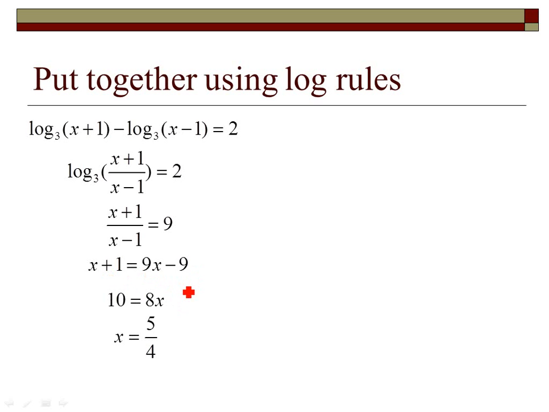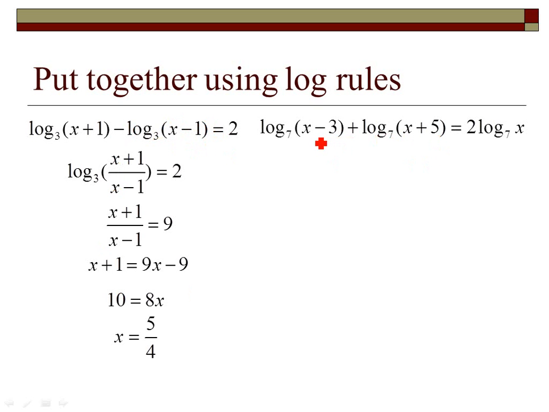Now it's a good idea, but you need to check this to make sure I don't take logs of negatives. Plug in 5/4 in the original equation and make sure you don't get a log of a negative. Well, the one I have to worry about is right here. 5/4 minus 1 equals 1/4. That's greater than 0, so I'm okay.